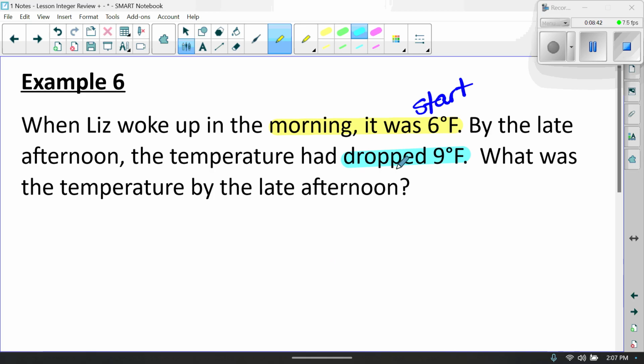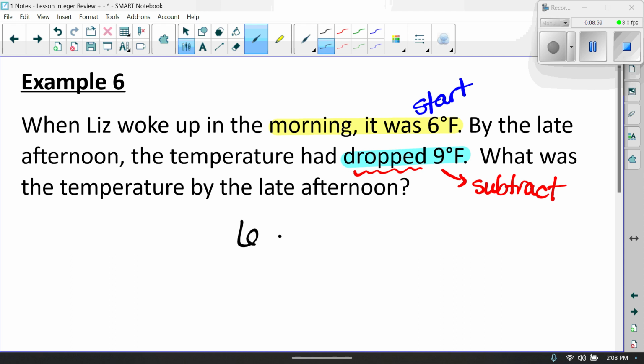So if it dropped, that means the temperature went down. That means the operation is subtract, because we dropped 9 degrees. So the expression that we're going to write is 6 minus 9. And now this is a subtraction problem, so we're going to keep, change, change. So we keep the first integer, the subtraction becomes addition, and the second integer becomes the opposite. So this positive 9 becomes a negative 9.